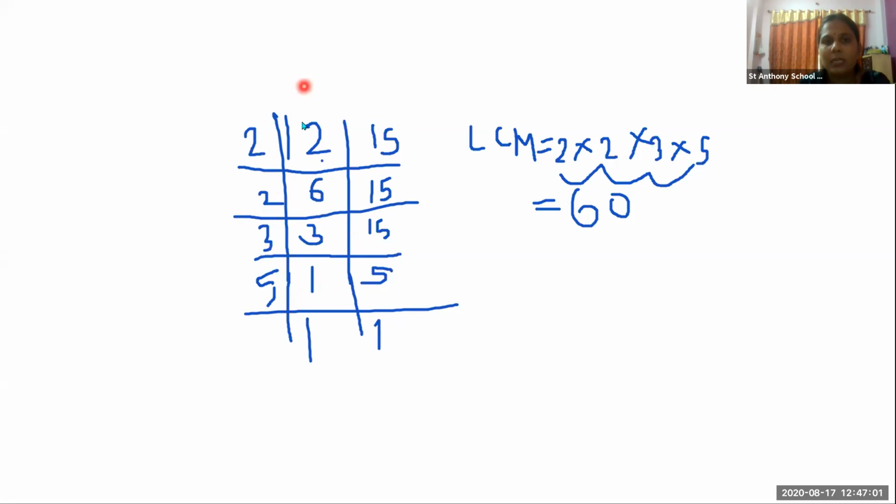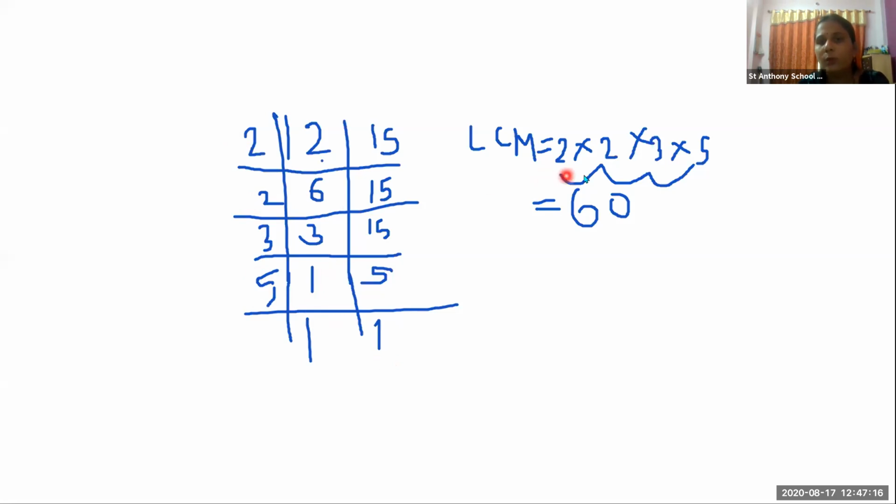So 3 ones are 3. Okay. And 15 can be divided by 3. So 3 5s are 15. Again this one remains as it is. 5 can be divided by 5. 5 ones are 5. What the answer is 2 into 2 into 3 into 5.